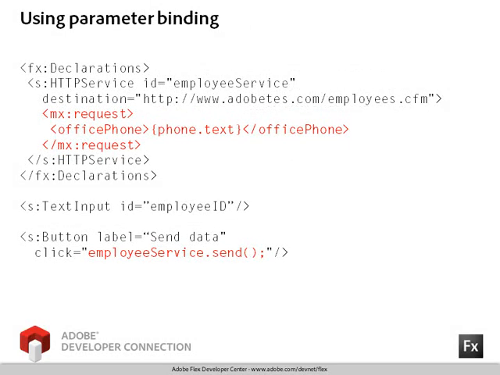In this code, you can see the request property defined as a property of the HTTP service object. You can pass one or more values to the server by directly binding them in the XML nodes. Since this service is named employee service, you send the data to the server on some user or system event by referencing employeeservice.send.